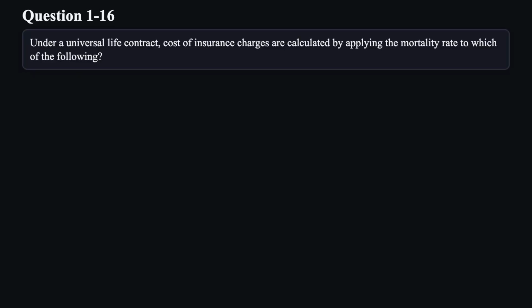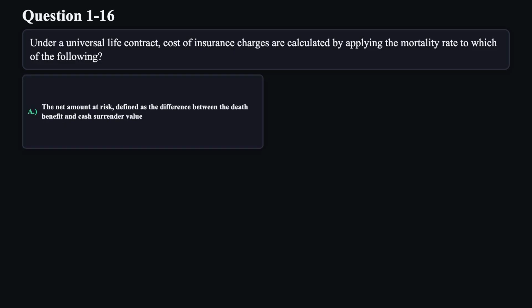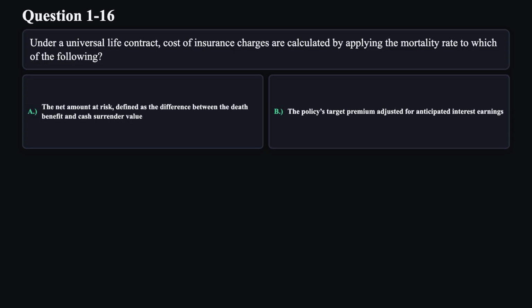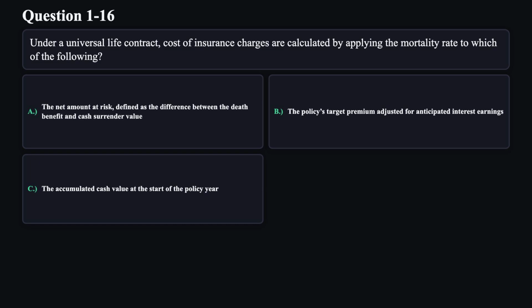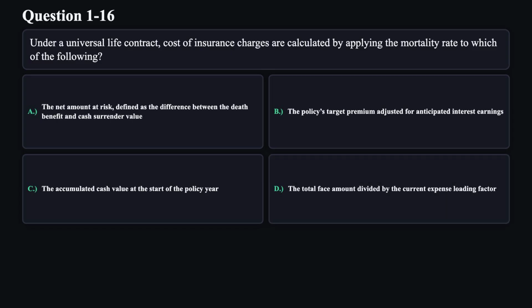Question 16. Under a universal life contract, cost of insurance charges are calculated by applying the mortality rate to which of the following? A. The net amount at risk, defined as the difference between the death benefit and cash surrender value. B. The policy's target premium adjusted for anticipated interest earnings. C. The accumulated cash value at the start of the policy year. D. The total face amount divided by the current expense loading factor.